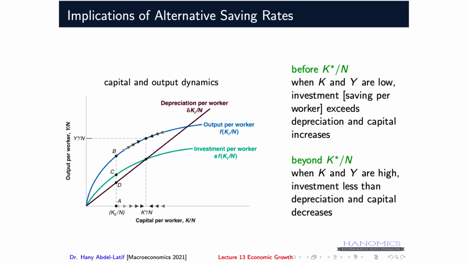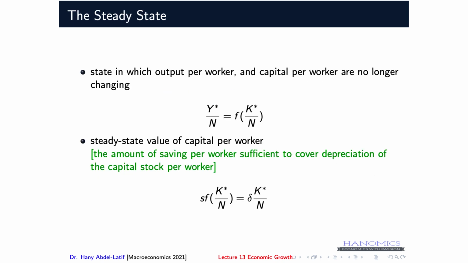So we move toward that point, but if we are beyond that point, we move back to it again, because capital decreases, and so does output per worker, given the relationship between capital and output which we show in this slide. So the steady state value of capital per worker is the amount of saving per worker that's sufficient to cover depreciation of the capital stock per worker. That's the steady state for any economy.